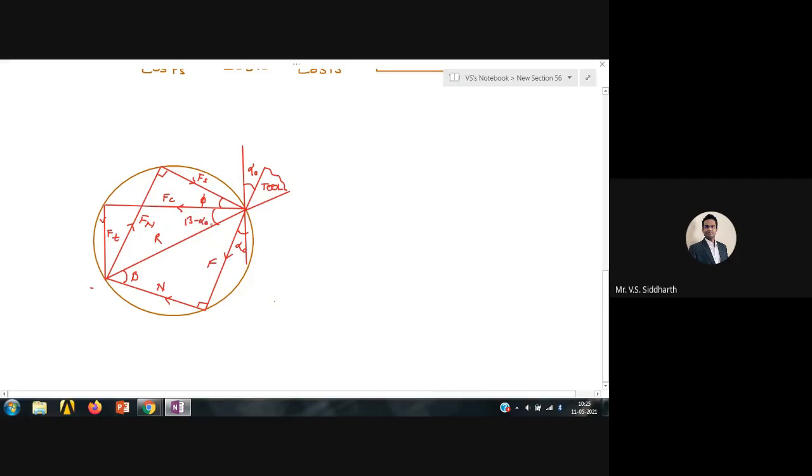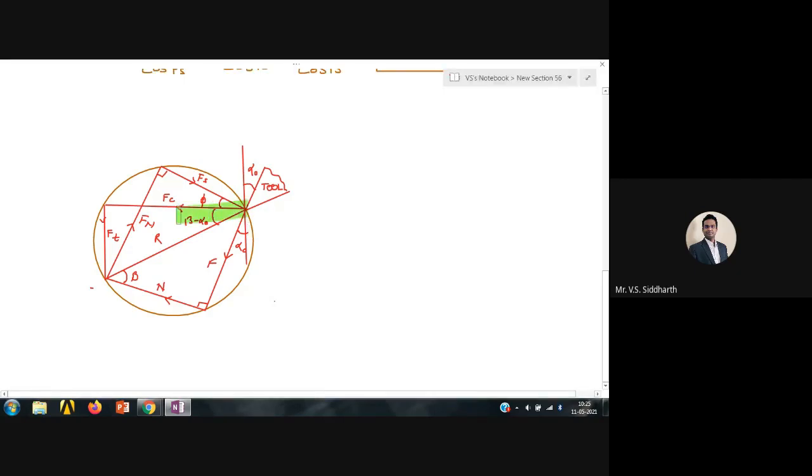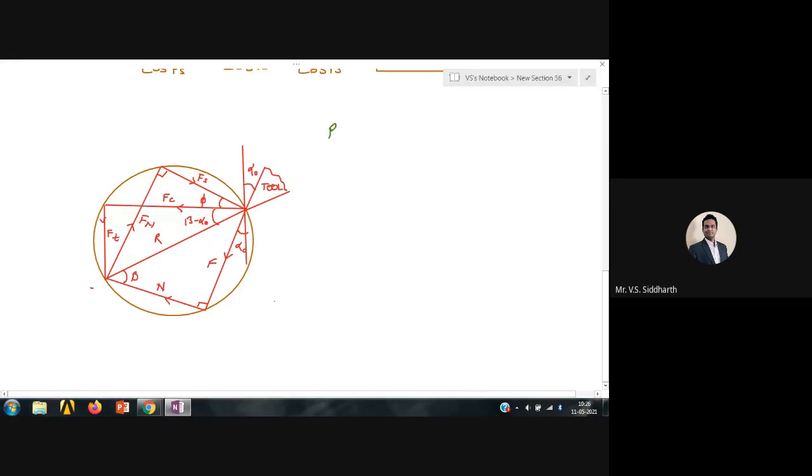Clear up to here or not? Clear? Okay. So you know the value of FC, and you know the value of FT. So can you calculate the value of the resultant? You know the value of FC and FT, so the resultant R will be how much? Root over of FC square plus FT square.